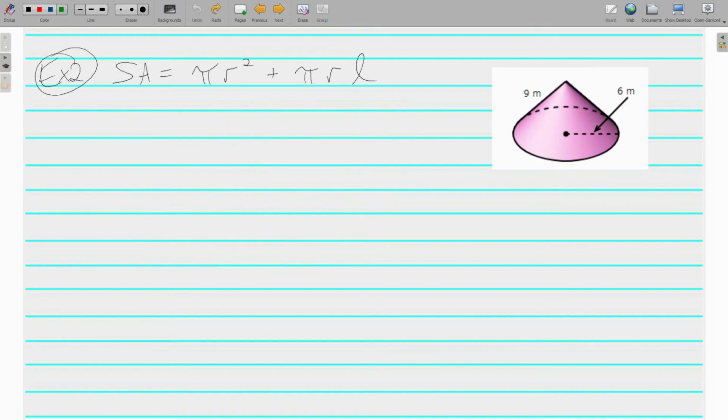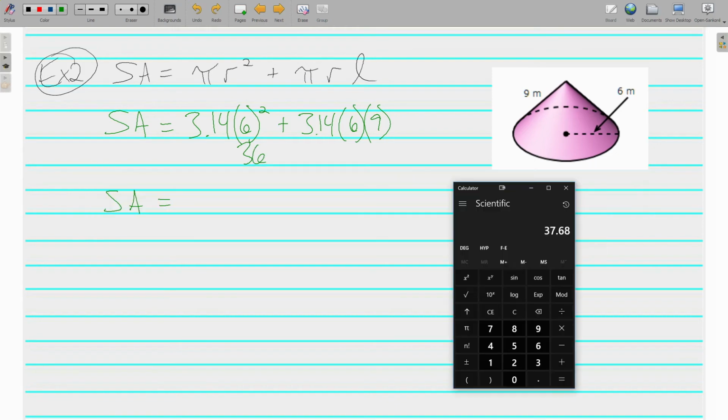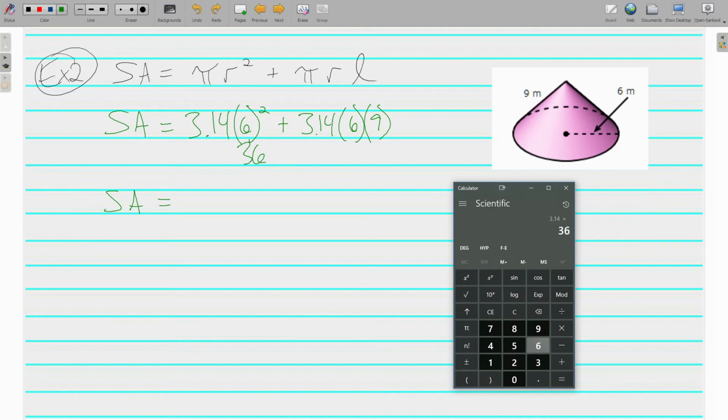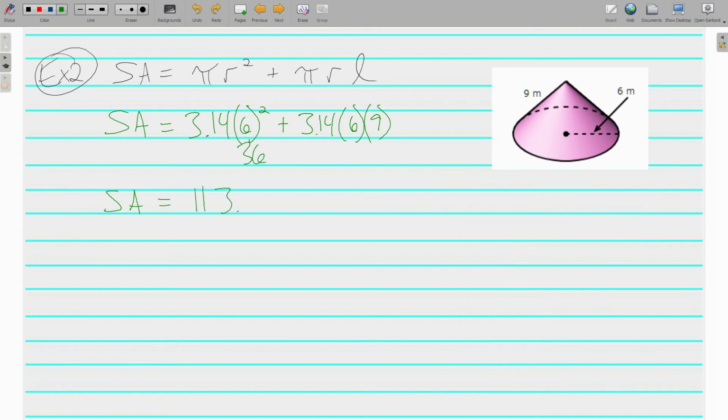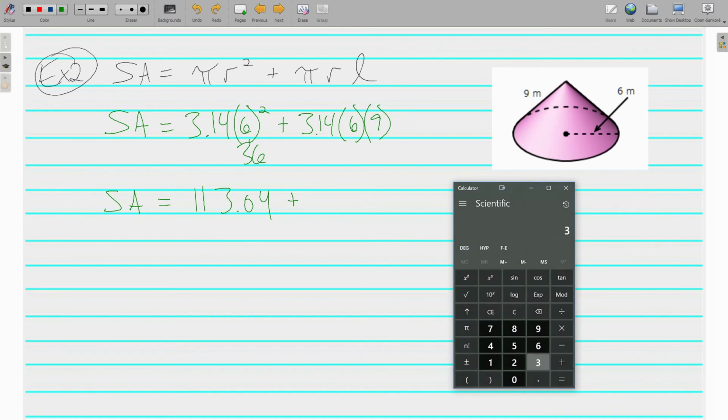Let's do another, just to be sure that we know what's going on. 3.14, radius is 6 squared, 3.14 again, 6 again, and our lateral height, our slant height, is 9. 6 squared is 36. Don't want to forget that. Definitely going to want to bring the calculator back. 3.14 times 36, 113.04. Let's see about the other half. 3.14 times 6 times 9 is 169.56.